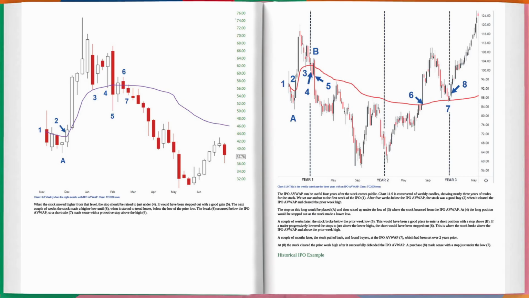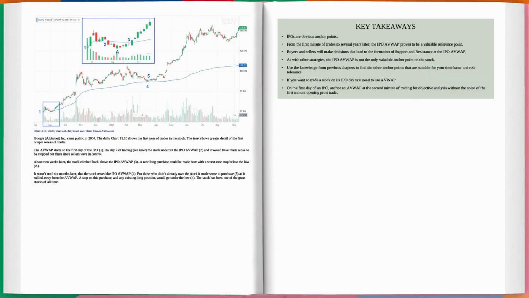Historical IPO example: Google, Alphabet, Inc. came public in 2004. The daily chart 11.10 shows the first year of trades in the stock. The inset shows greater detail of the first couple weeks of trades. The AVWAP starts on the first day of the IPO (1).